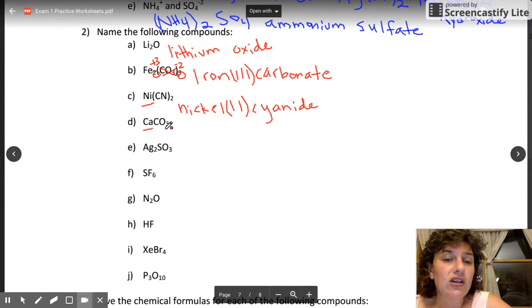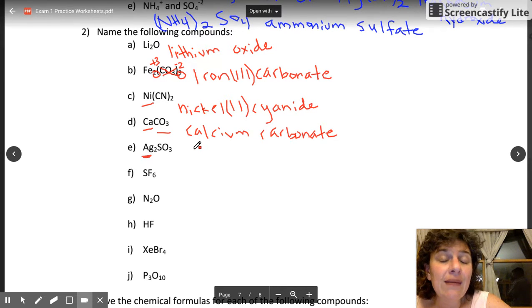Calcium only forms 1 charge, and carbonate comes off the polyatomic ion chart. So we have calcium carbonate. Now, silver. Silver is a transition metal, but it only forms one charge generally. So you can name it with a Roman numeral. I wouldn't kill you for that, but it doesn't need one really. So we say this is silver. And if you look at the polyatomic ion chart, SO3 is sulfite, silver sulfite. Notice it's not sulfate. Sulfate is SO4.